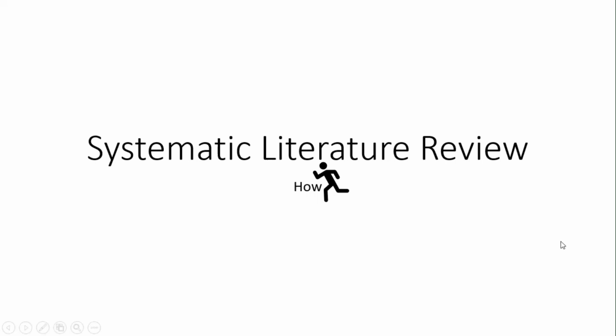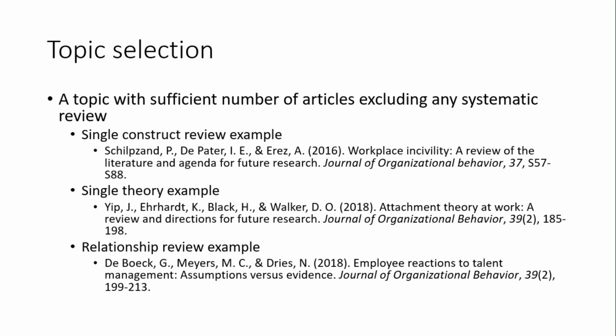Greetings, let's understand systematic literature review, the how part of it, as to how exactly you can execute a systematic literature review. So the first thing first, you have to select a topic on which you will be doing an SLR. Now, which topic you should select? There are three choices that you have.